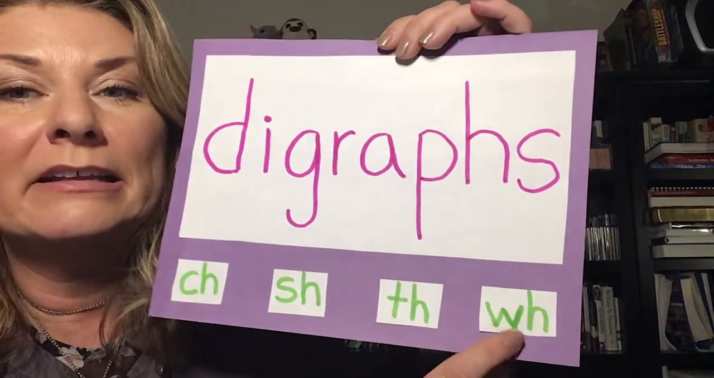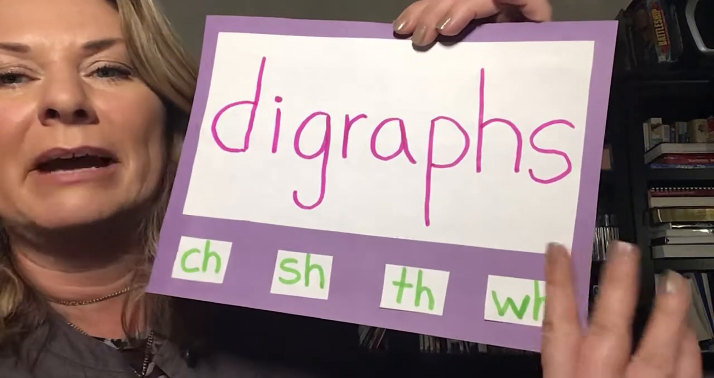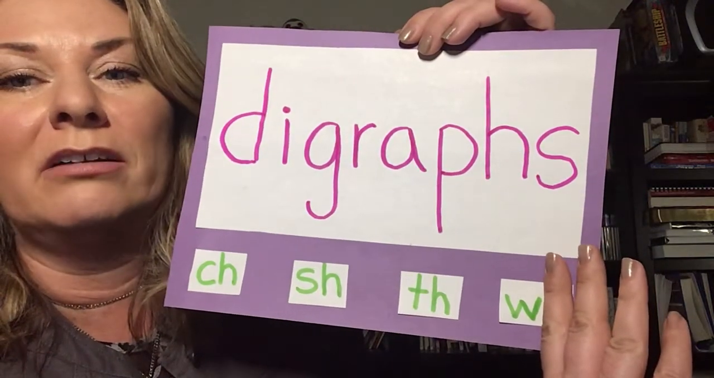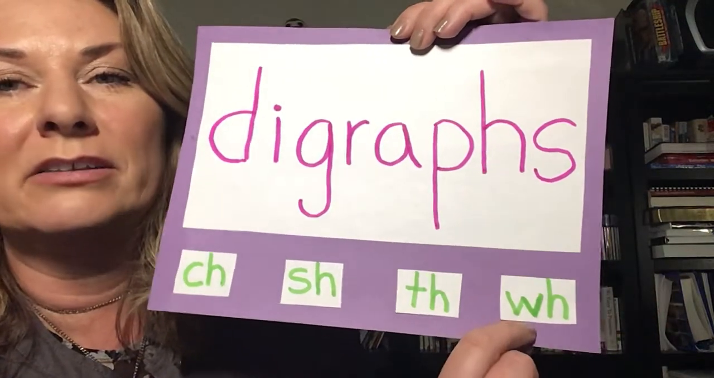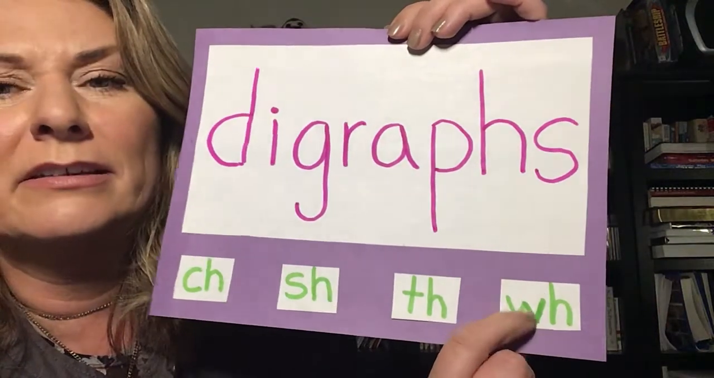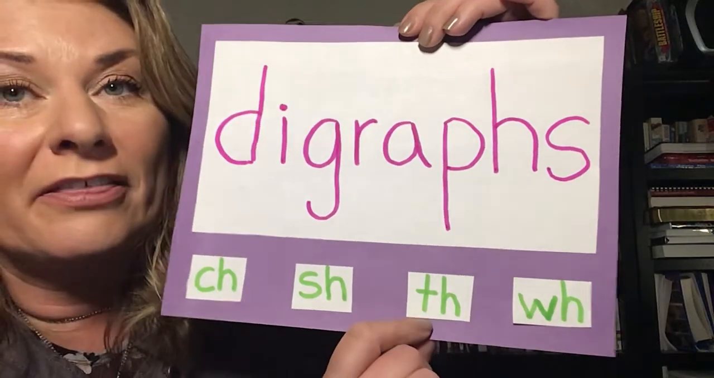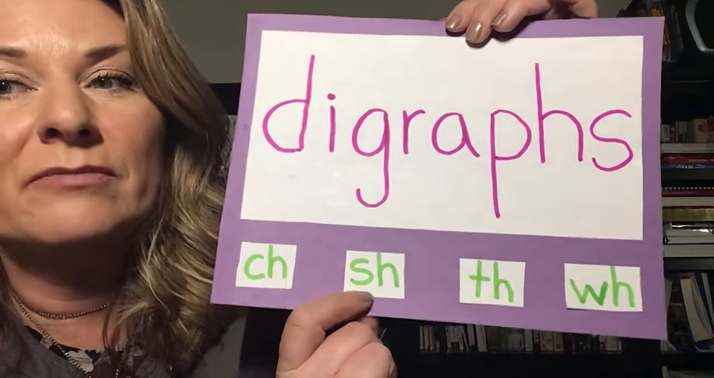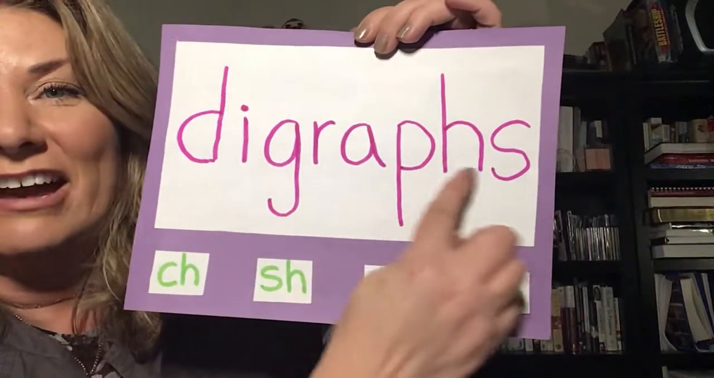This one's a little bit tricky because the W on its own also sounds like W, but the WH together also sounds like W, so that's a little bit tricky, right? Wh, th, th, sh, ch, digraphs.